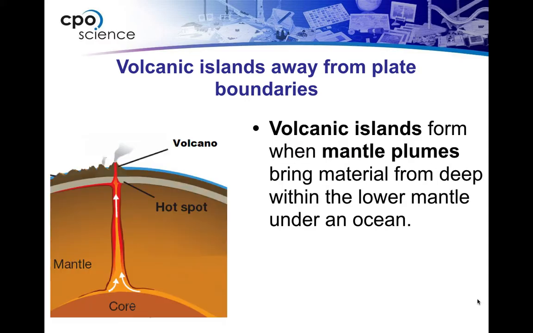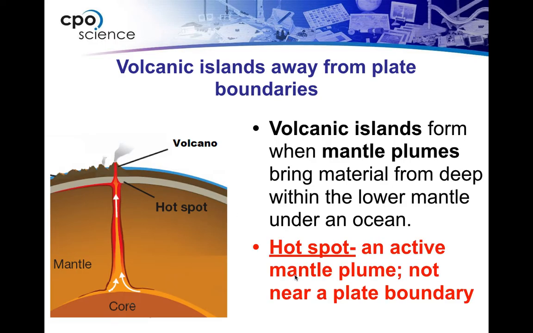Volcanic islands that are away from plate boundaries. So these are volcanoes that we will see in the middle of a plate. Volcanic islands can form when mantle plumes bring material from deep under the ocean here. So you can see the picture on the side here. For whatever reason, we have a weak spot in the Earth's crust, so magma is making its way up and then coming to Earth's surface and forming volcanoes. And we call these things hot spots. So hot spots are an active mantle plume. They are not found near a plate boundary.